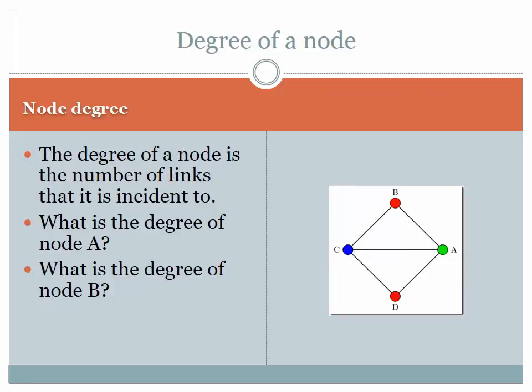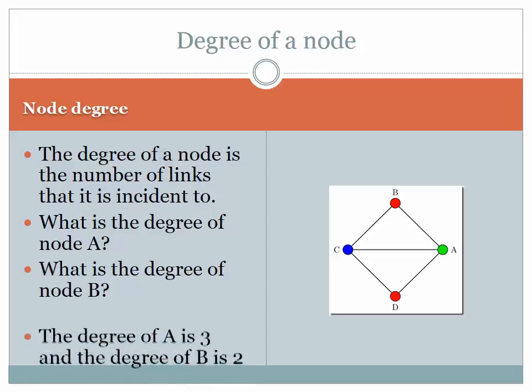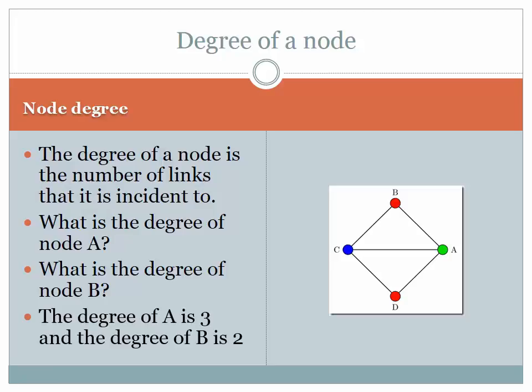The degree of a node is the number of links that it's incident to. So what is the degree of node A? What is the degree of node B? Do you agree? The degree of A is 3, and the degree of B is 2.